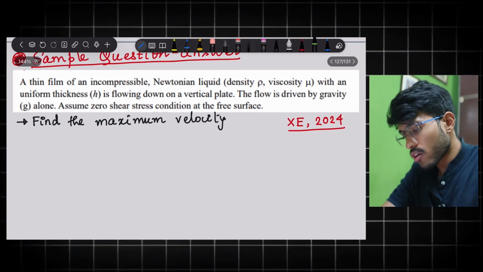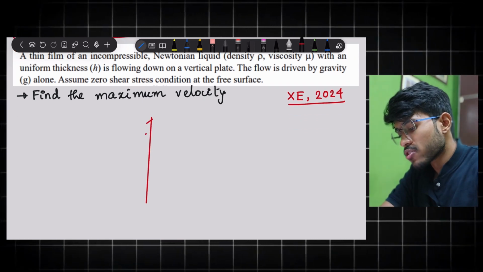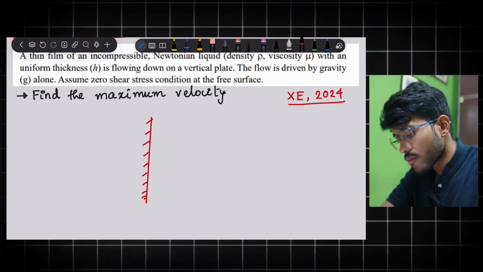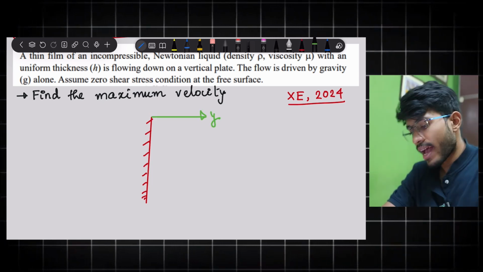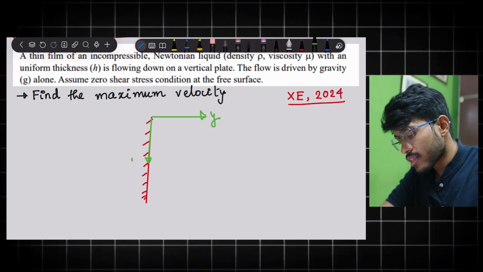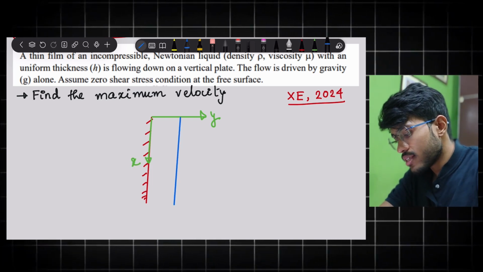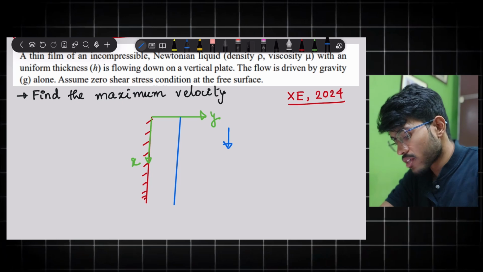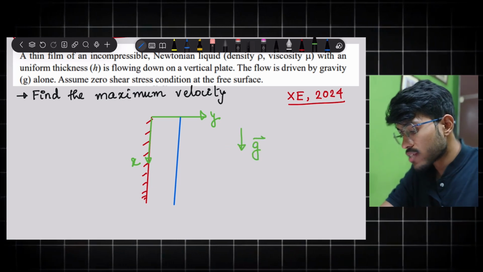Now, let me draw it first. There will be a plate. This is a vertical plate. Let me set up the coordinate axes. This will be the y coordinate and this will be the x coordinate. A fluid is flowing like this. This is the free surface of the fluid. Here g is acting, the gravitational force. This is g, and the fluid is flowing.